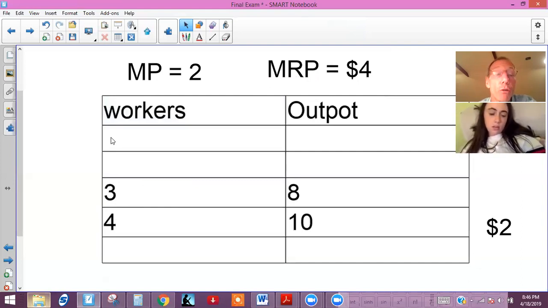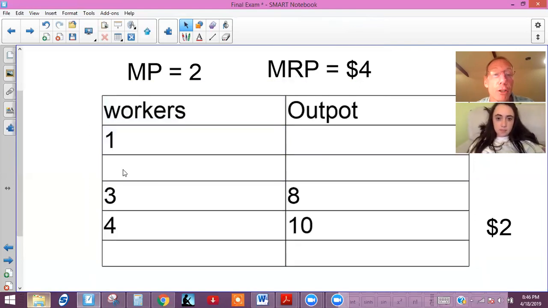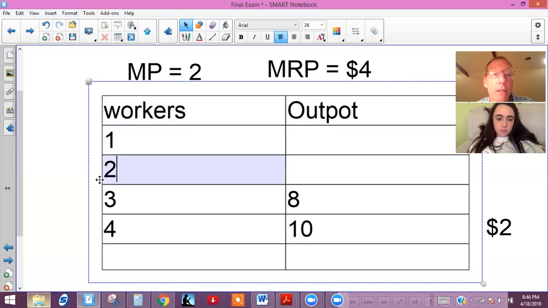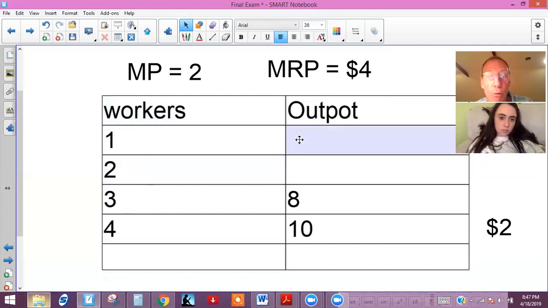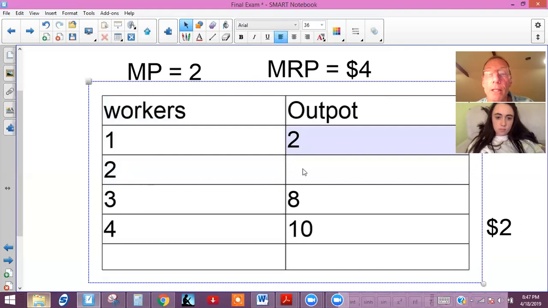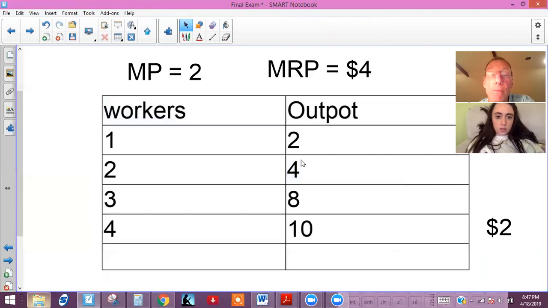This is after 1. This is after 2. See, we're going to hire 1, now we're going to hire 2, now we're going to hire 3. And this is the total output. So let's say it's 2 here, and 4 here, right? So each one of these has a marginal product of 2, right?